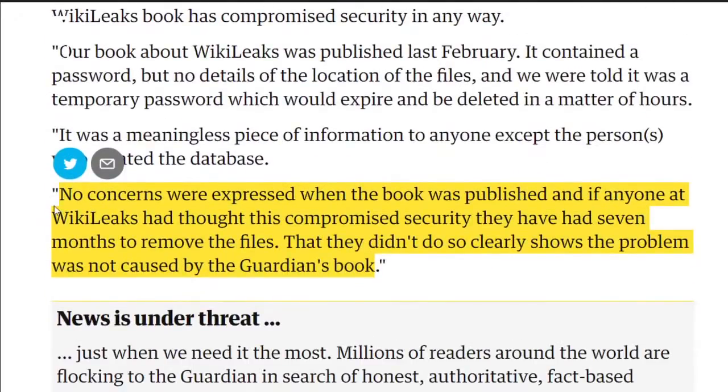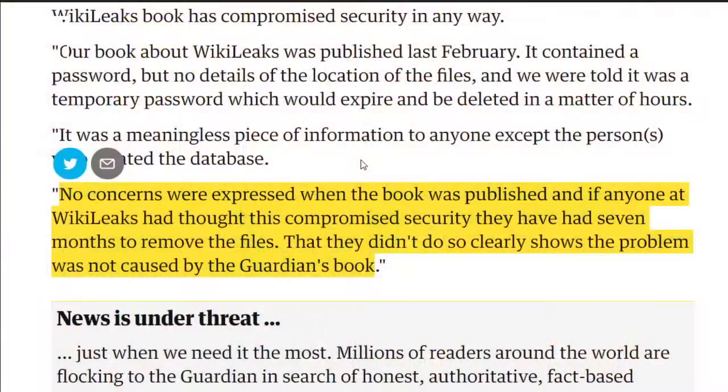And it's really funny here how they say no concerns were expressed when the book was published. And if anyone at WikiLeaks thought this compromised security, they have had 7 months to remove the files. That they didn't do so clearly shows the problem was not caused by The Guardian's book. That's not true. They didn't have 7 months to remove the files. I just told you a few minutes ago, the mirroring of the WikiLeaks website started taking place in December of 2010. Okay? So even 2 months later, in February, when David Lee publishes his book, it's too late. You don't know how many people have copied it or taken the file by accident.